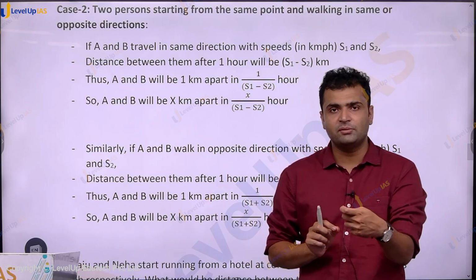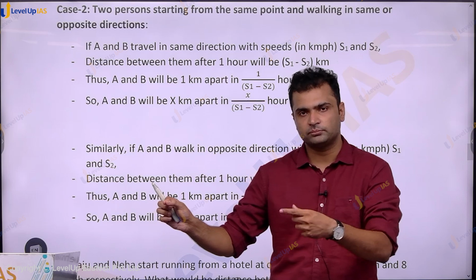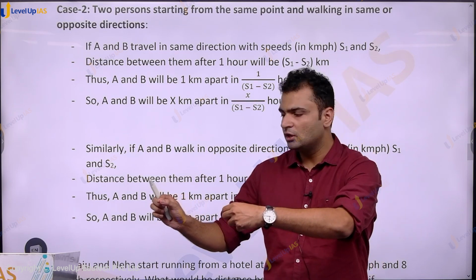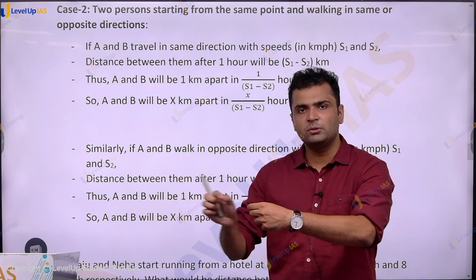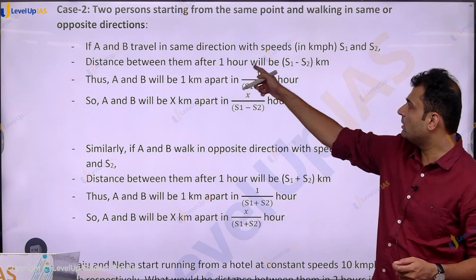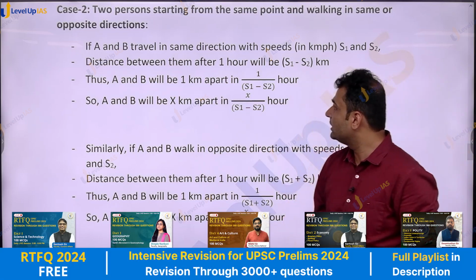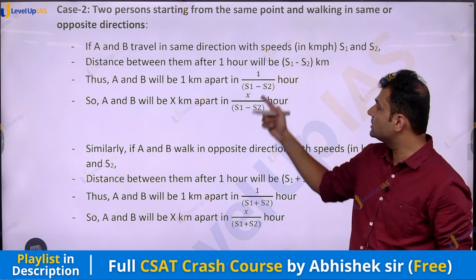So what happens after 1 hour? This person A will go ahead by S1 kilometers in 1 hour, and person B will go ahead by S2 kilometers. So what is the distance between them after 1 hour? S1 minus S2, that is the distance between them. So distance between them after 1 hour is S1 minus S2 kilometers. So A and B will be 1 kilometer apart in 1 hour, S1 minus S2 distance.